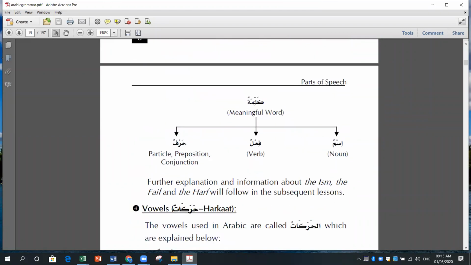Now, this is just the table showing the same kalima. One word is called kalima, a meaningful word, and it may be either ism, fail, or harf. We have already discussed all these three.